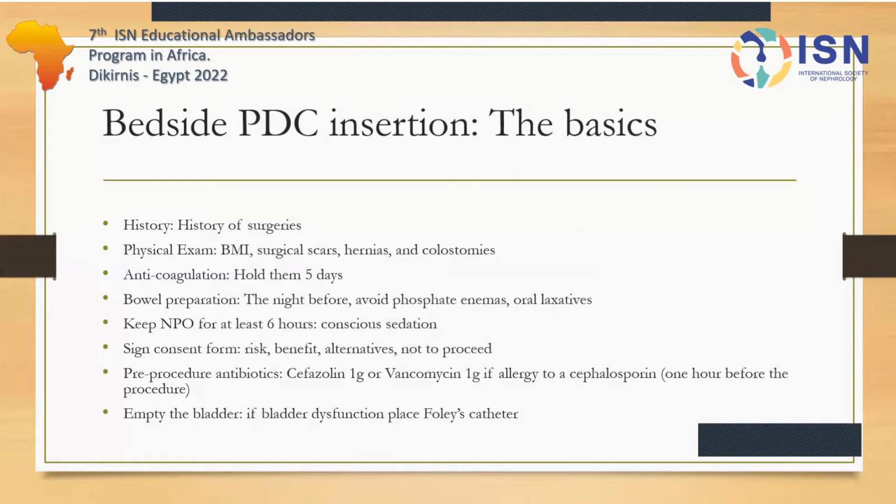Antibiotic prophylaxis is also another important practice to reduce the risk of peritonitis. So the choice is between first-generation cephalosporin, cefazolin, or vancomycin, depending on the allergic profile of the patient. Always empty the bladder to reduce risk of a bladder injury. And if you have a patient with a bladder dysfunction and obstruction, you would like to place a Foley catheter.